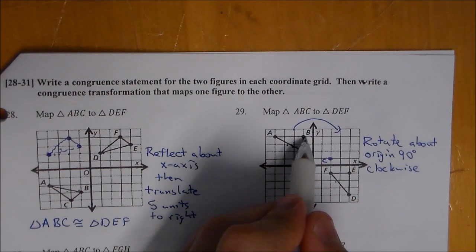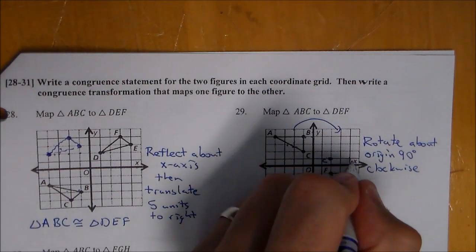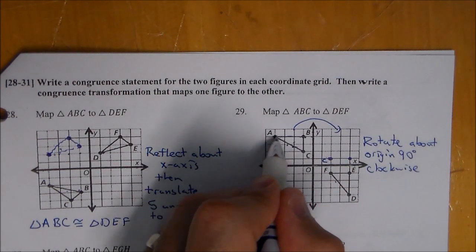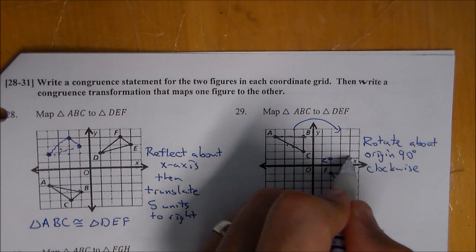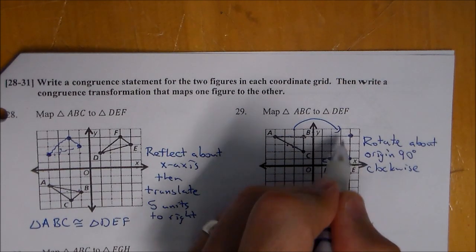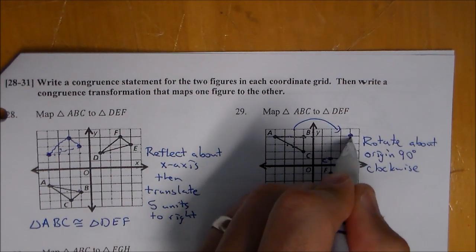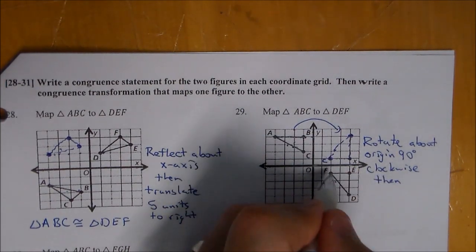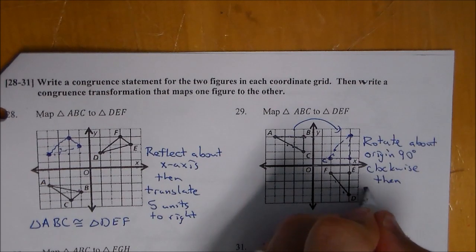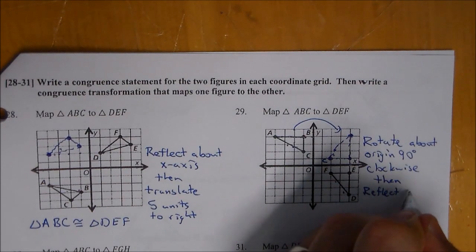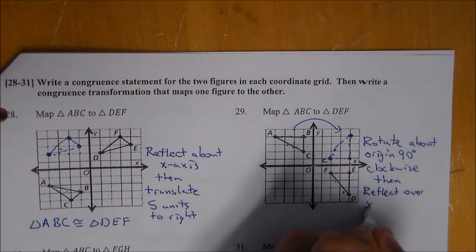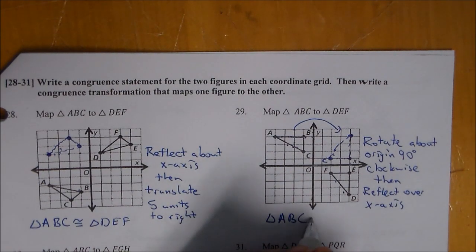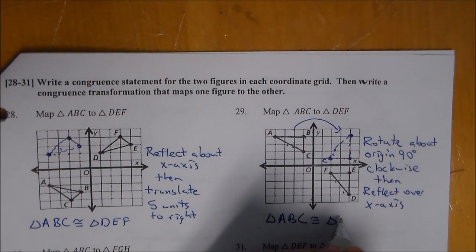B goes up 4 over 1, so now we're going to go over 4, up 1, B. And then A, if we look at A is 3 units away from B. It's going to be 3 units up, so it's going to be there. So that gets us to that temporary spot. Then we're going to reflect over the x-axis. And that's going to take us to triangle ABC is congruent to triangle DEF.